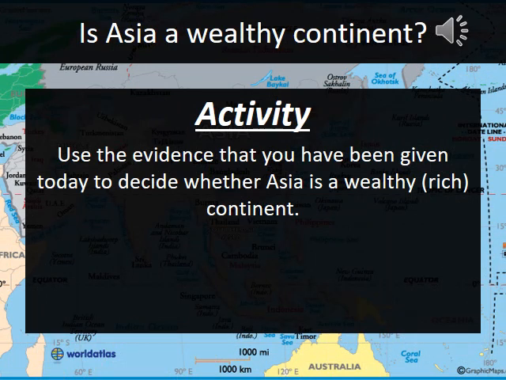So your final activity in this session is, I want you to use the evidence that we've been given and the slideshow that accompanies this, the second slideshow that you've got in this pack, to get an idea of the pictures and the images of Asia and particularly Japan, and start to put together a paragraph to decide whether or not Asia is a wealthy or rich continent or not. The challenge activity, for those of you who want to have a real go, is overleaf, and it is explained in a bit more detail.